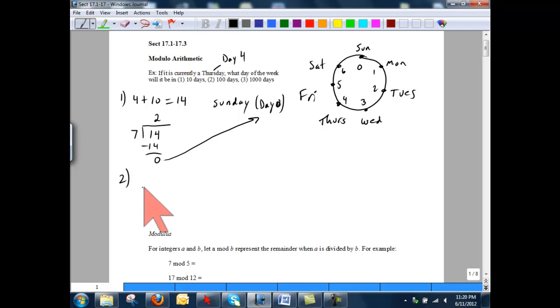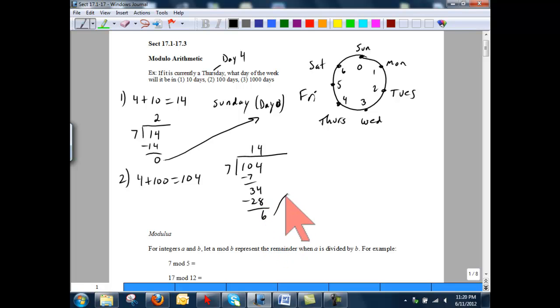So how about if I have 100 days pass starting from Thursday? Well, 4 plus 100 is 104. Question, where is 104 on the days of the week circle? I take 104 and divide by 7. Goes in once, remainder 34. Now goes in 4, 28, leaves 6 left over. So again, the remainder is what's important. Day 6 is, from the chart, a Saturday.